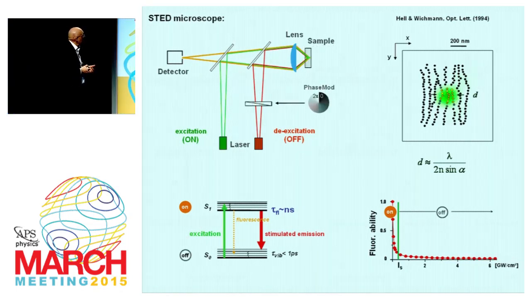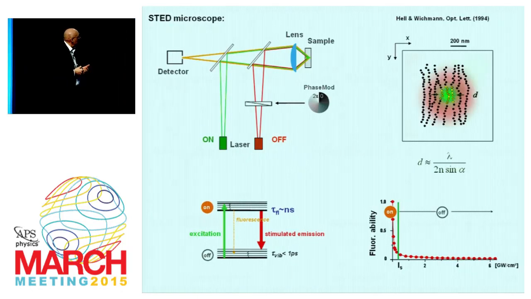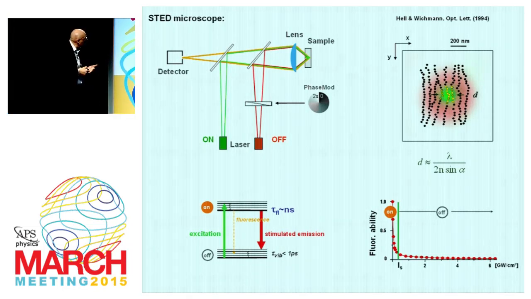So we prepare the beam such that it produces a ring, just adding a piece of glass, a phase modulator here, so that the beam is not focused into a spot, but into a ring. And now, of course, we can turn off those molecules if the red beam is bright enough. But here at the center, since this is a donut, there is zero intensity, and so we cannot turn the molecules off in here.